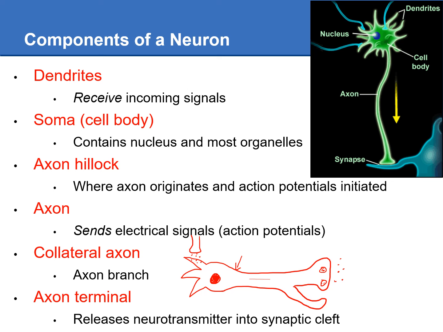Sometimes axons will have a branch or a collateral axon, which will then allow the action potentials to go down a different branch of the axon and then communicate with a different target cell as well.